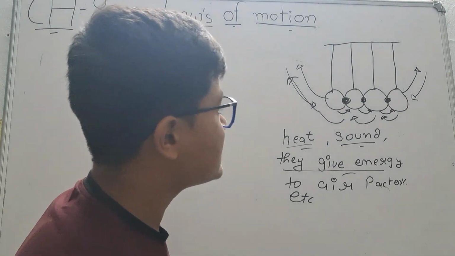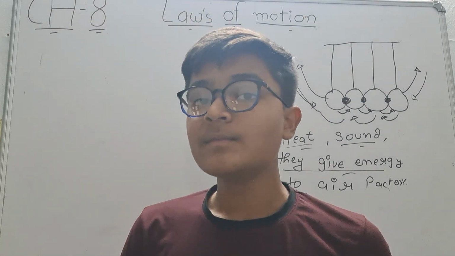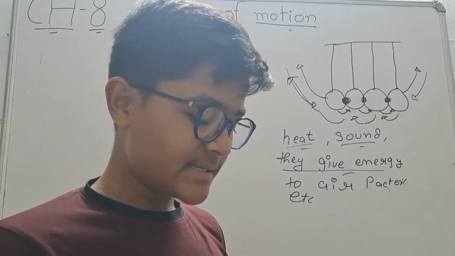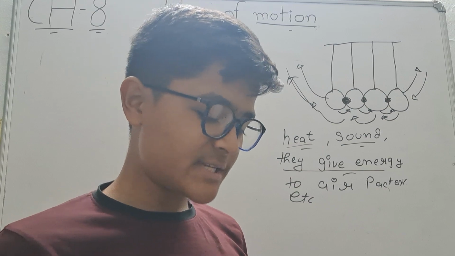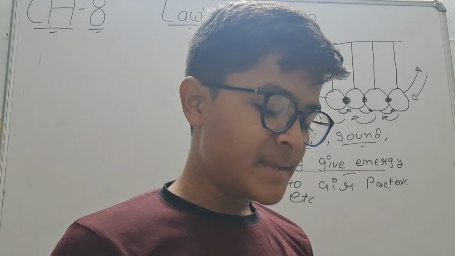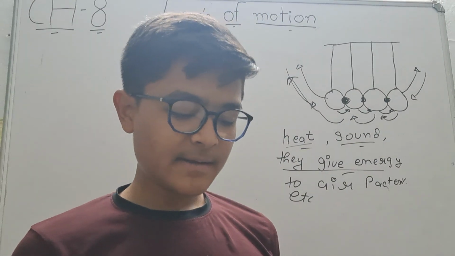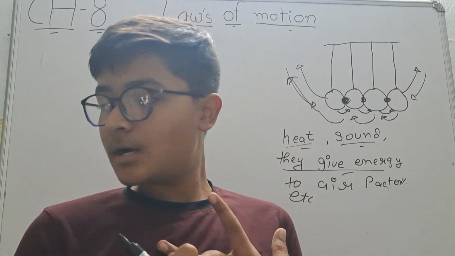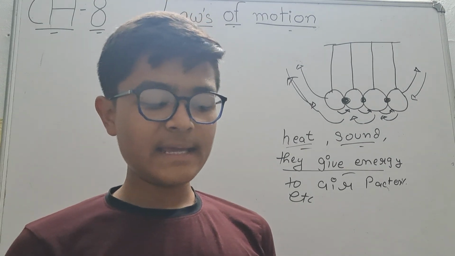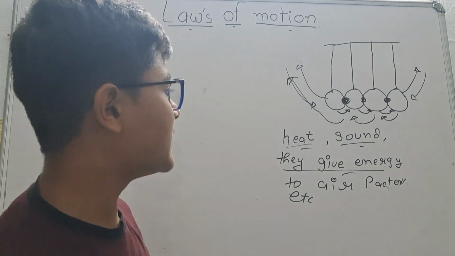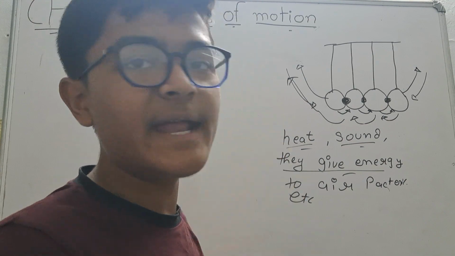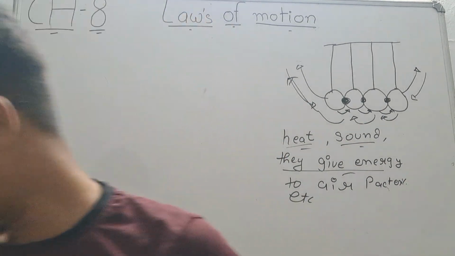So let's quickly see the derivation of the second law. We have done the first law, second law, third law with their definitions and examples. We have done momentum, inertia, measure of inertia, then balanced force, unbalanced force, and force. Total 9 things we have done. This is a very easy chapter, you just have to pay attention.